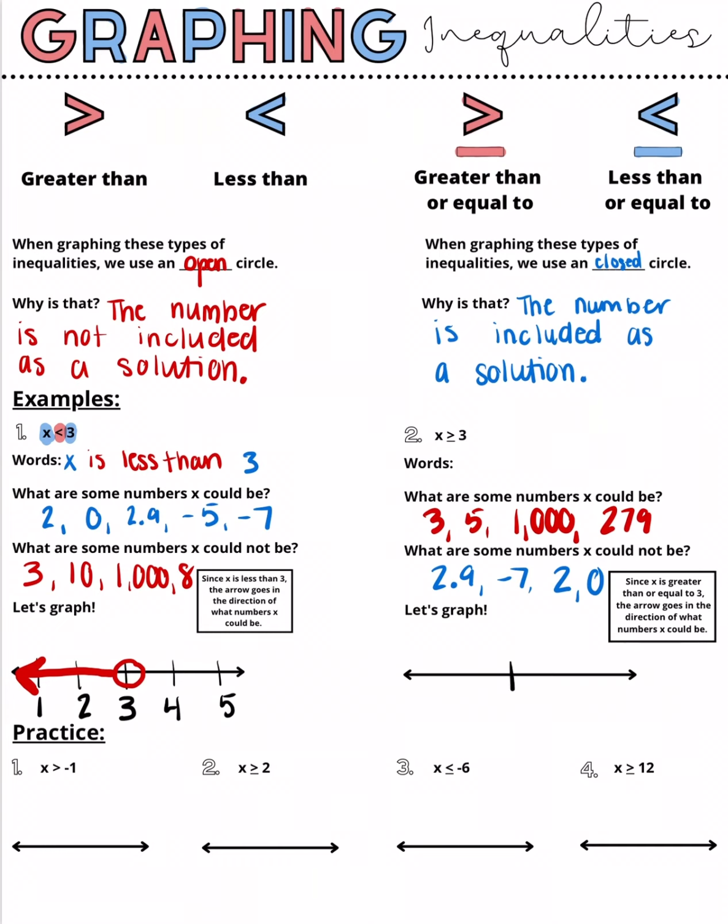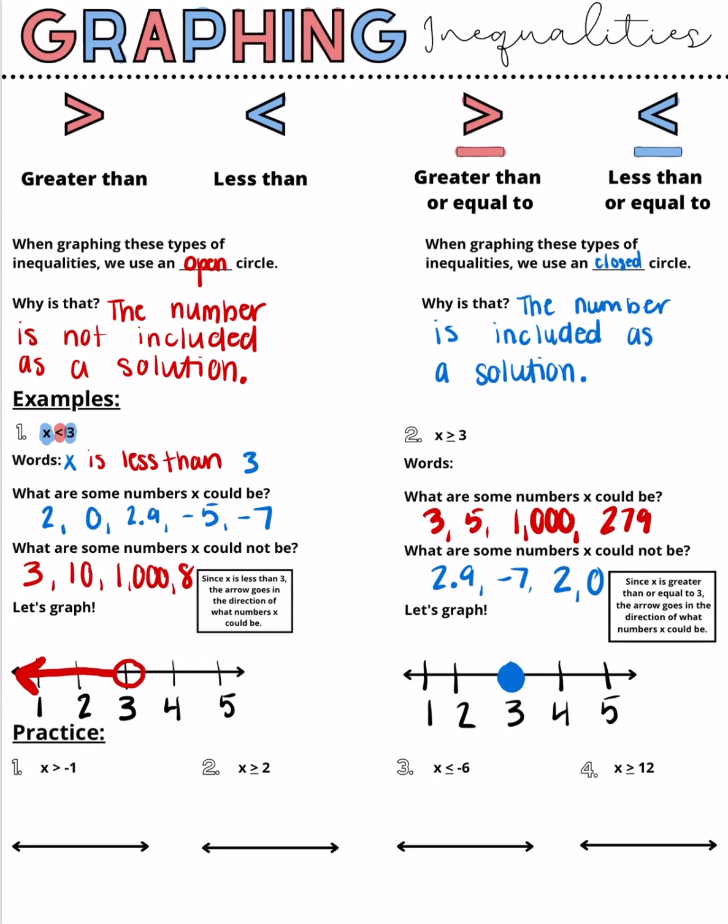Okay, so now when we're doing this, we're going to get 5 tally marks. So we're going to put 3 in the middle. So 4 and 5 come after, 2 and 1 come before. Okay, so it's greater than or equal to. So we're going to do a closed circle. So that tells me that 3 is included. That means 3 is a possibility.